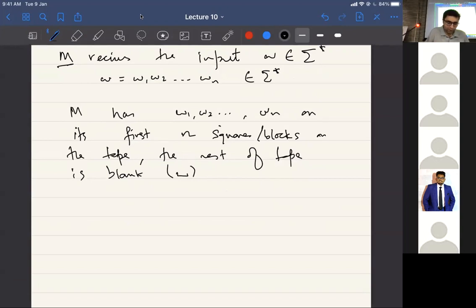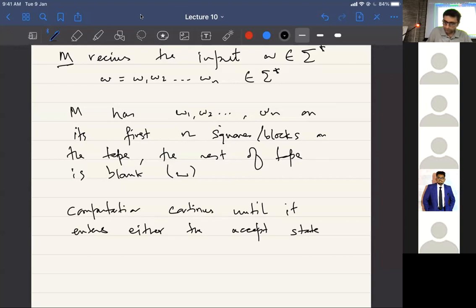Once the machine M starts the computation, the computation proceeds according to the transition function. The computation continues until it enters either the accept state or the reject state. It will keep continuing until it enters into the accept state or reject state. As soon as it enters one of those states, the machine will come to a stop. We call it halt. So the machine will halt, and the output will depend on that state.